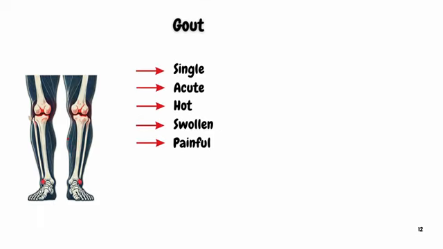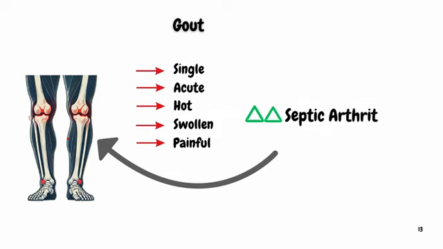Gout typically presents with a single acute, hot, swollen, and painful joint. The obvious and extremely important differential diagnosis is septic arthritis. And septic arthritis is quite dangerous to the joint and can be very destructive. So it's important to treat a hot, painful, swollen joint as septic arthritis initially until it's proven not to be related to an infection.